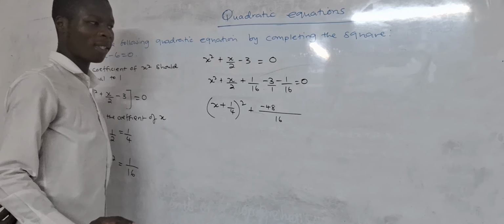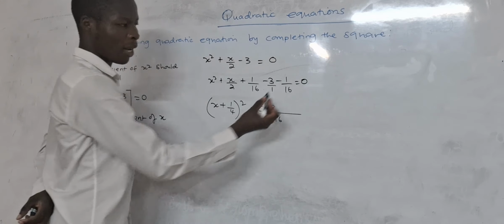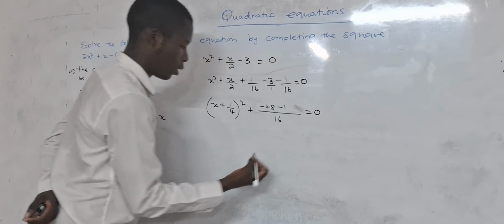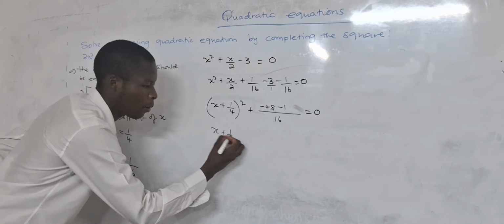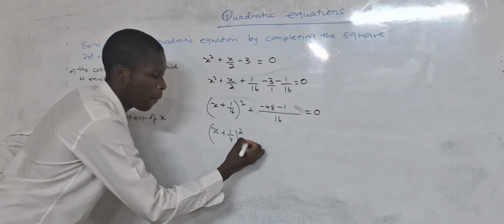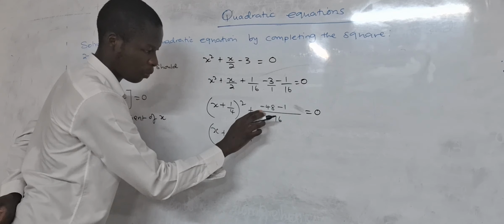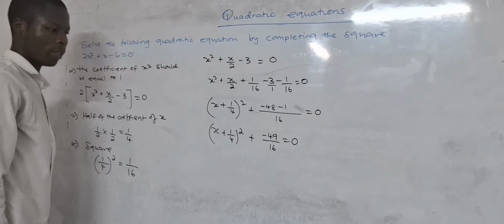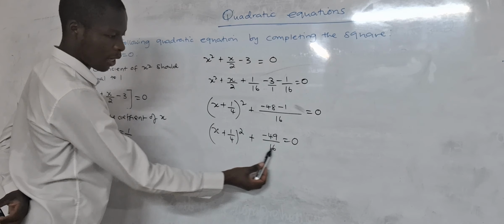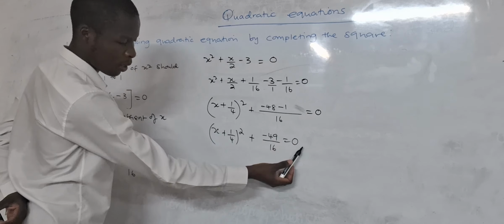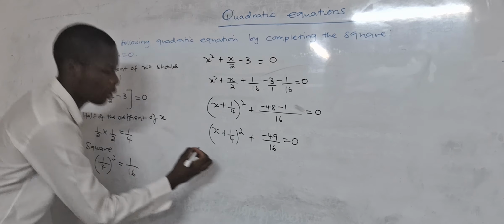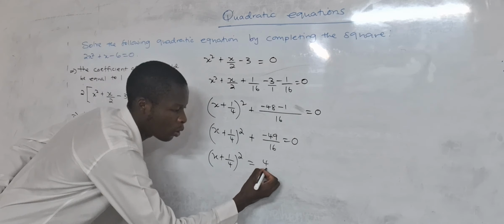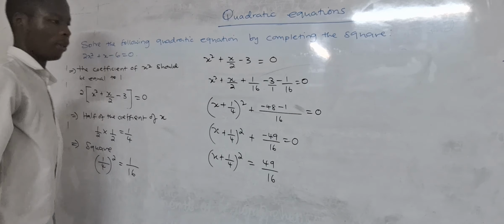16 into 16 is 1 in the denominator and 1 times negative 1 is negative 1. So x plus 1 by 4 to the power 2 plus negative 49 divided by 16 is equal to 0. If you bring this negative 49 divided by 16 to this side, it becomes positive. So x plus 1 by 4 to the power 2 is equal to 49 divided by 16.